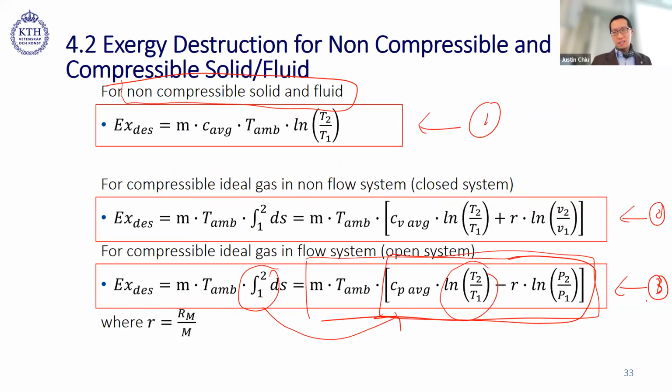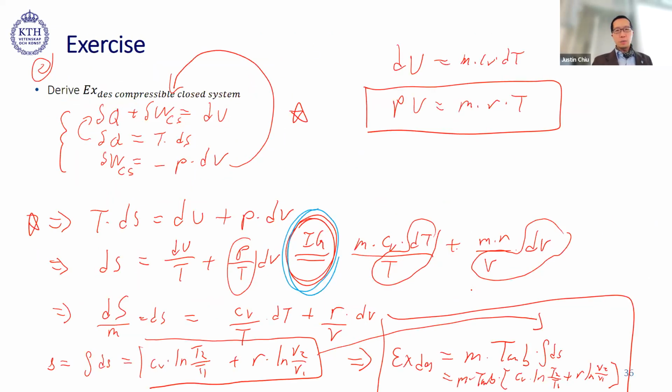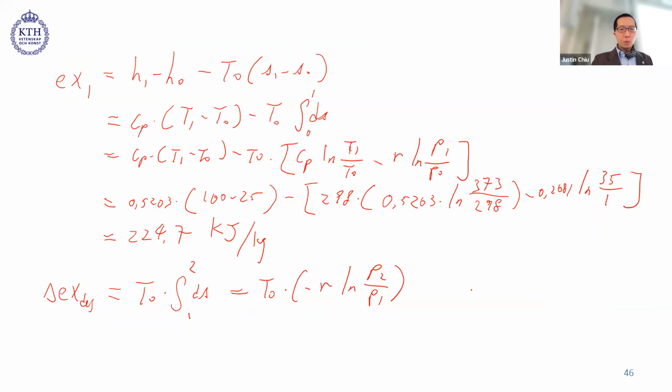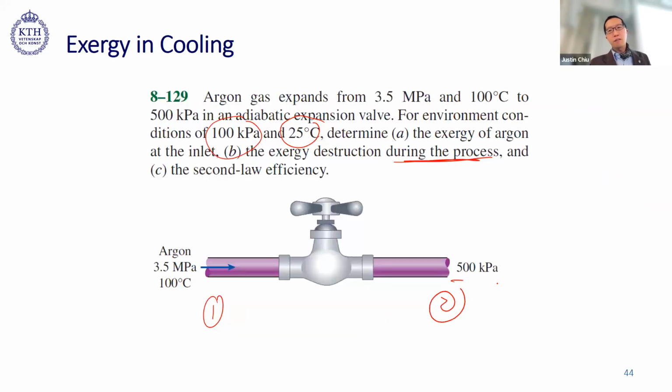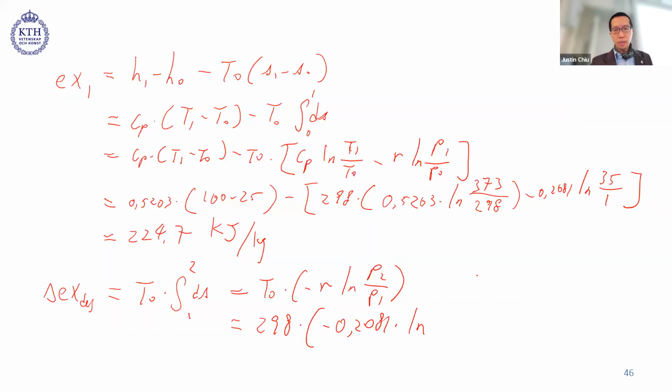Okay, let's go back to this one here. So log of 1 is 0, so then we don't have to consider that. We just need to calculate the second part. And what does this give us? It gives us 298 times minus 0.2081 times log, and then the end pressure is 5 bar, the start is 35 bar. So we just replace everything there. 5 over 35. And this would give us 120.7, so 121 actually, kilojoule per kilogram.